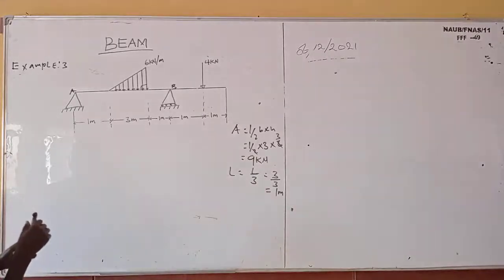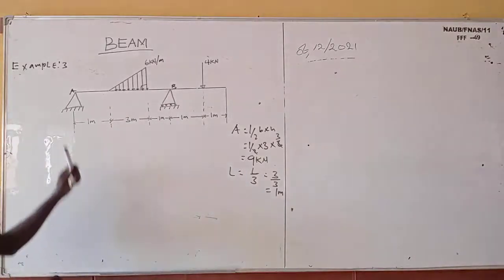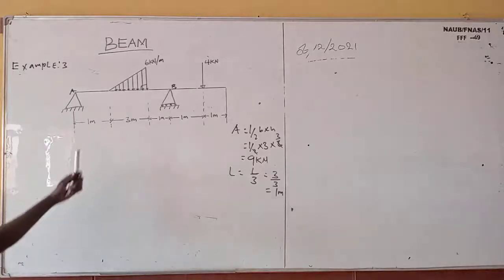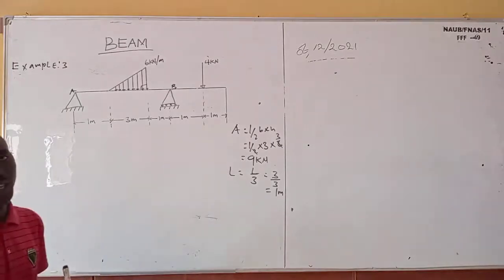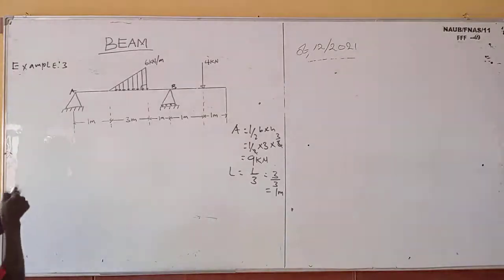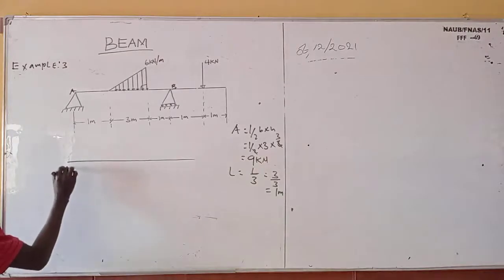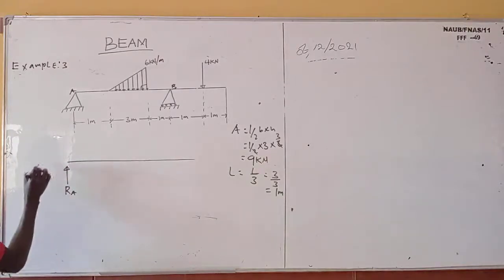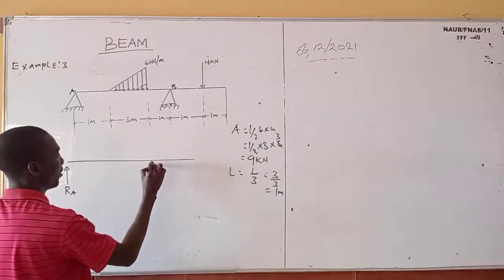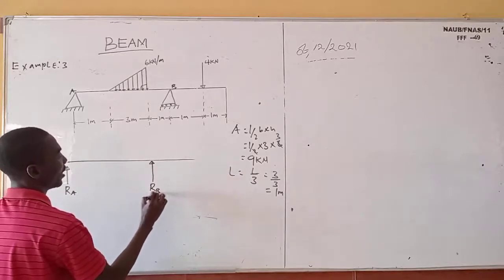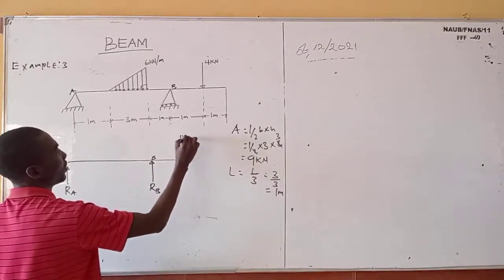So now let's draw the free body diagram. Don't forget that this is a pin support and this one is a roller support. Your pin support will always have 2 reactions, horizontal and vertical. But your roller support will always have a vertical reaction. I've explained all this. So let's assume this is our beam, and this is the vertical reaction at A, and this one is our horizontal reaction at A, and this our B. We only have a vertical reaction at point B.